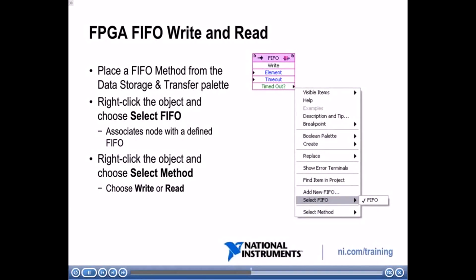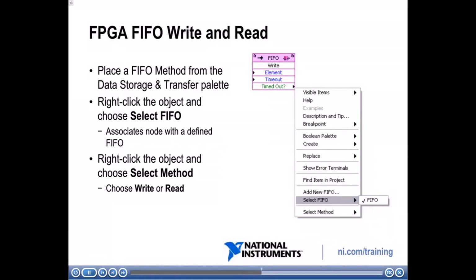Okay, so now let's talk about how to write and read from your FIFOs on your block diagram. What you would do is place a FIFO method from your functions palette onto the block diagram. From there, you could right-click it, go to Select FIFO, and then select the FIFO that you've defined already, that you want to associate that write and read with.